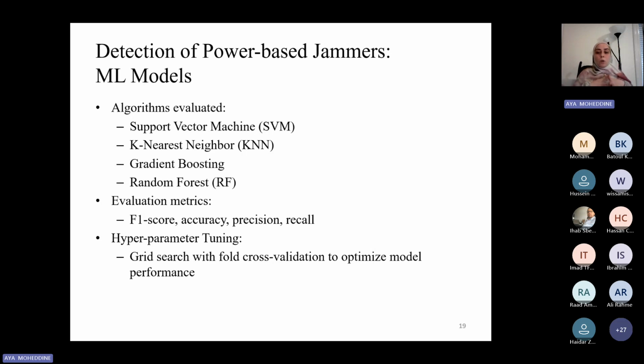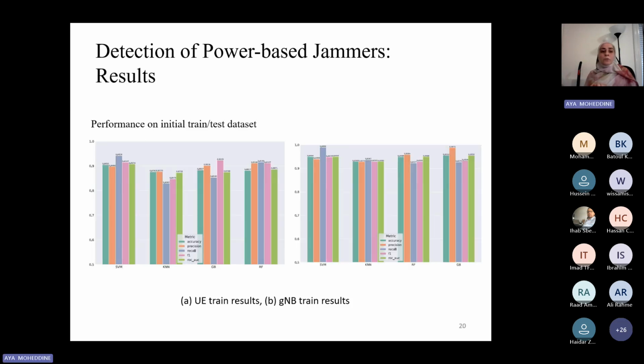Then each model was tuned via hyperparameter search and evaluated with cross-validation in order to find the best settings before moving into other models in the future. So what we have obtained: we trained our 4 classifiers, SVM, KNN, random forest, and gradient boosting, using grid search and tenfold cross-validation to tune our hyperparameters. And then we obtained that these 4 models converge successfully and reach roughly 90% test accuracy. But their performance varied a little between the user equipment dataset and the GNodeB dataset.